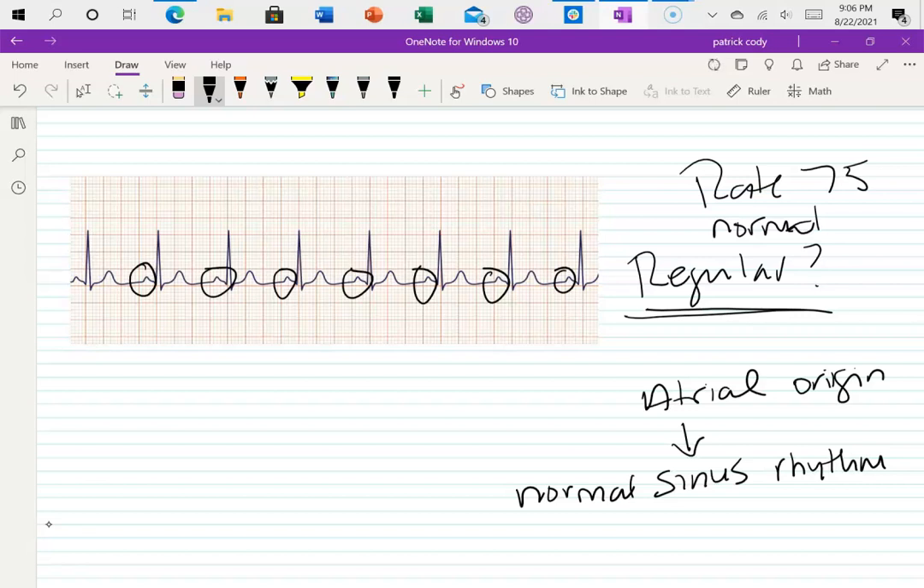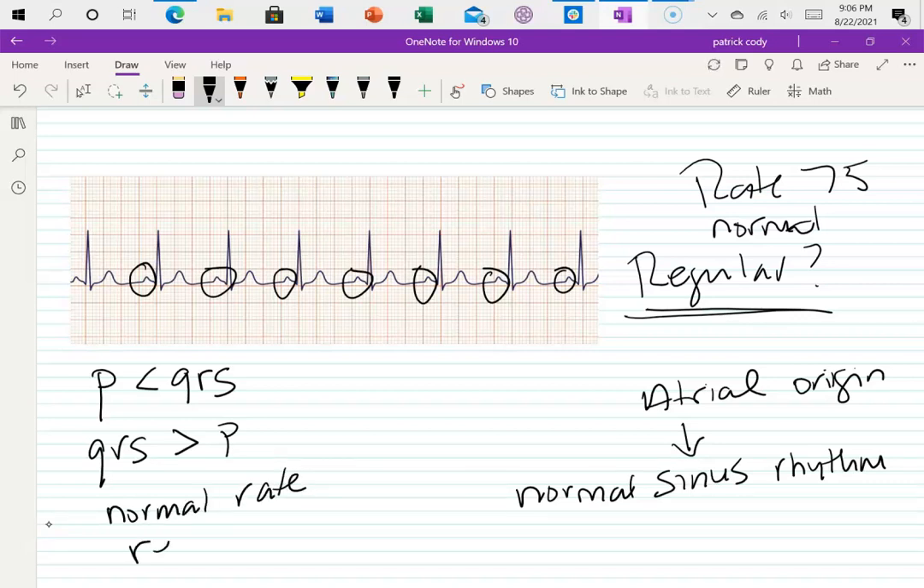Okay, so let's review that real quick then. In order to be a normal sinus rhythm, you have to have a P wave before every QRS. You have to have a QRS complex after every P wave. And then we have to have a normal vanilla rate. And we have to be regular in terms of our rhythm.